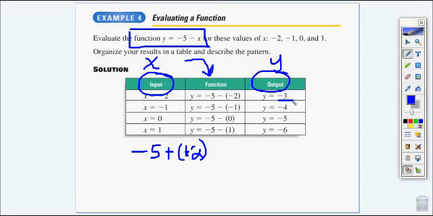So I went ahead and just copied the solutions. You can see that they're substituting the x in for the function. They're just showing you the substitution right here, and then solving for the y, which is the output.